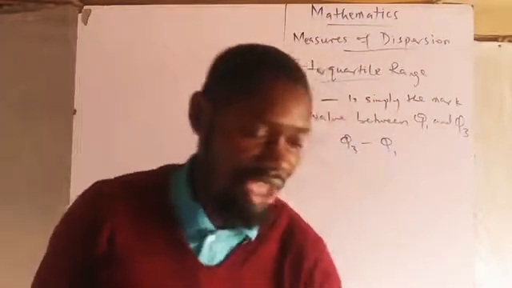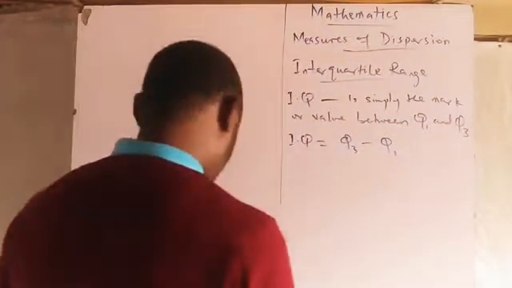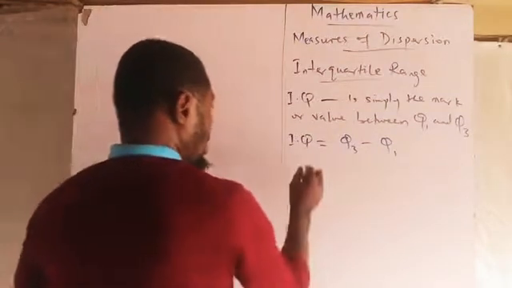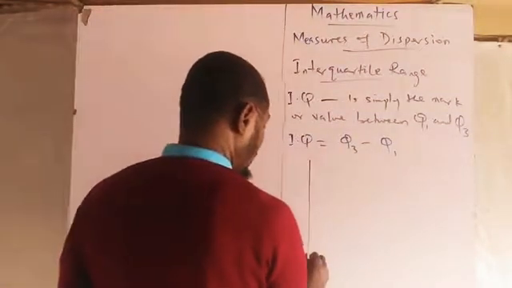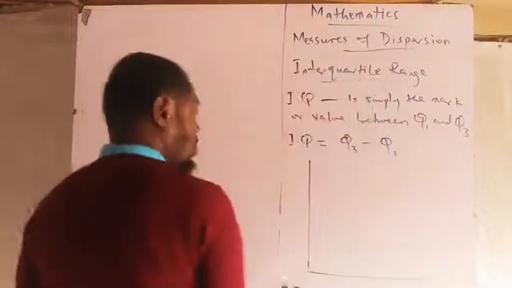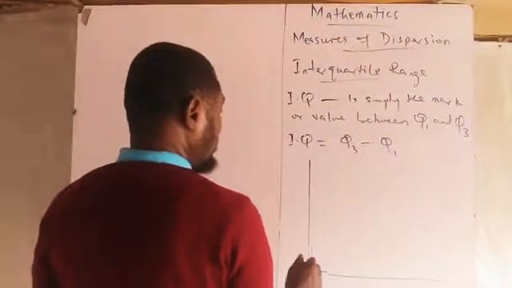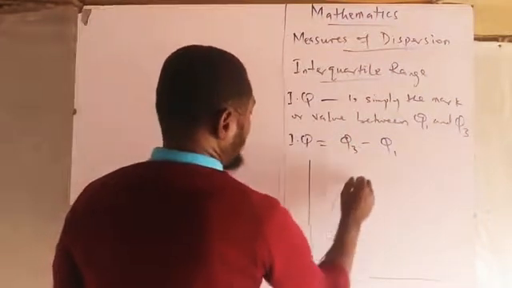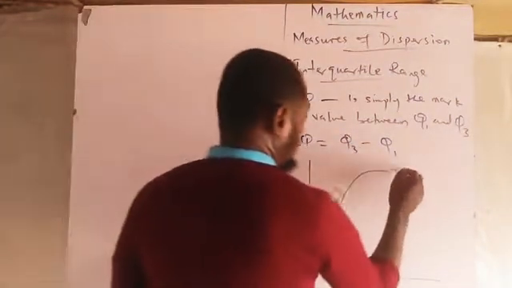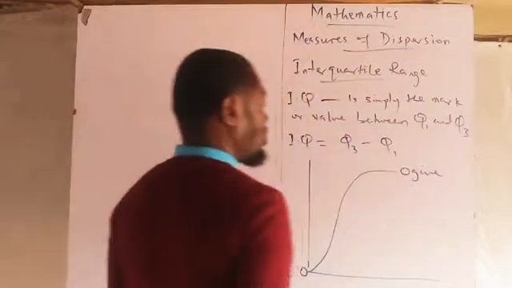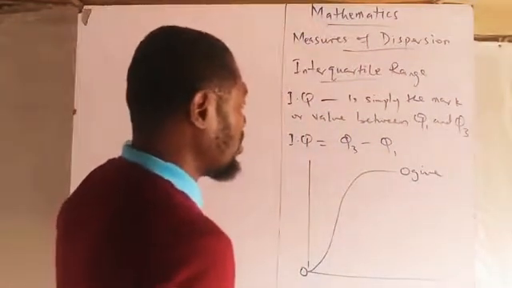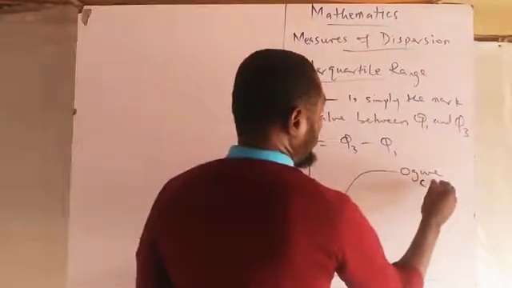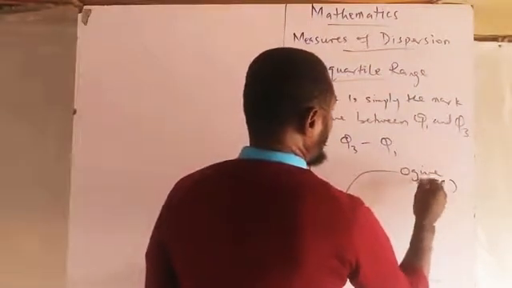Now, to deal with the semi-interquartile range and other aspects, let us understand that graphically. If you're given a graph, you have the vertical and the horizontal line, and you've divided this is an ogive. This type of curve is called the ogive, also known as the cumulative frequency curve.